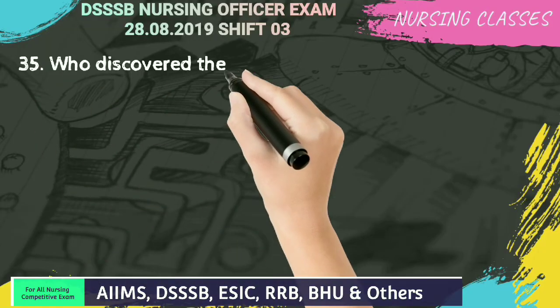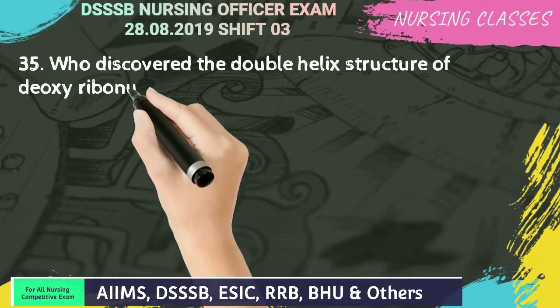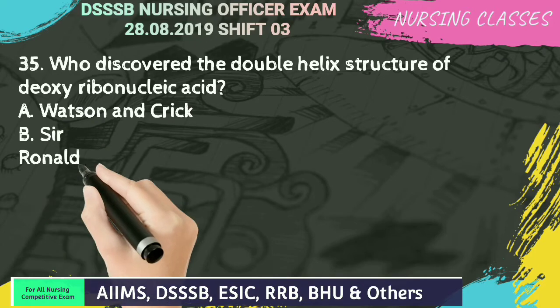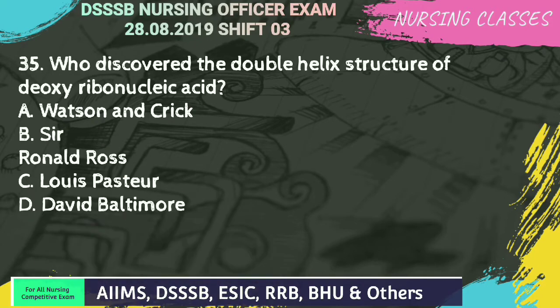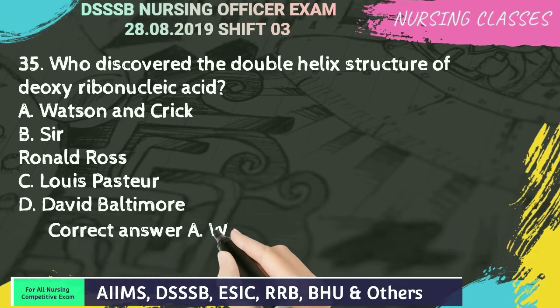35. Who discovered the double helix structure of deoxyribonucleic acid? A. Watson and Crick. B. Sir Ronald Ross. C. Louis Pasteur. D. David Baltimore. Correct answer A. Watson and Crick.